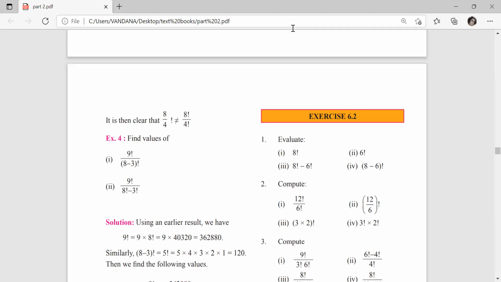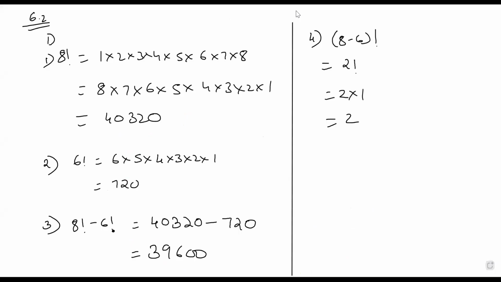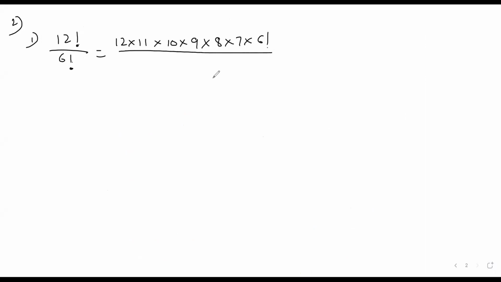Let us go with question number 2. Compute 12 factorial upon 6 factorial. 6.2 question 2. First, 12 factorial upon 6 factorial. We can write this as 12 into 11 into 10 into 9 into 8 into 7 into 6 factorial, whole thing upon 6 factorial. This will get cancelled. This is your answer if you multiply this.